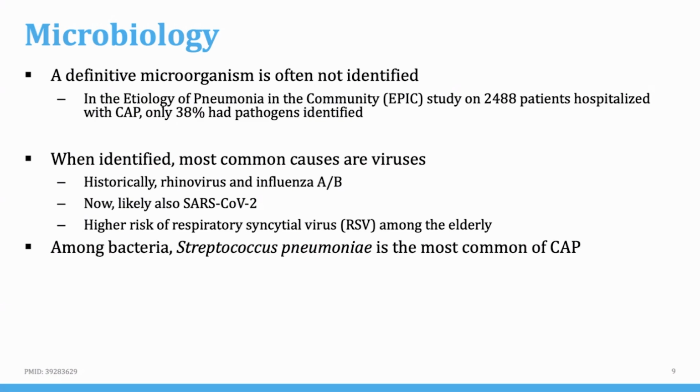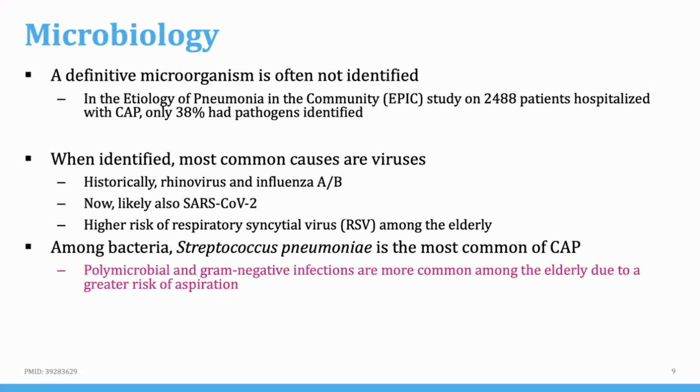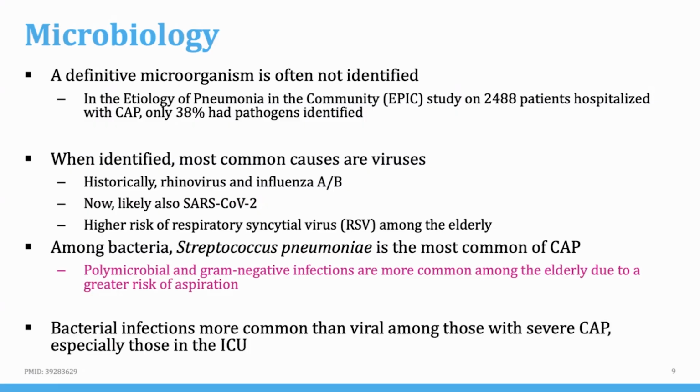Among bacteria, Streptococcus pneumoniae is the most common cause of community-acquired pneumonia, but keep in mind that polymicrobial and gram-negative infections are more common among the elderly because of a greater risk of aspiration. Bacterial infections are also more common than viral among those who have severe CAP, especially those who are in an ICU setting.